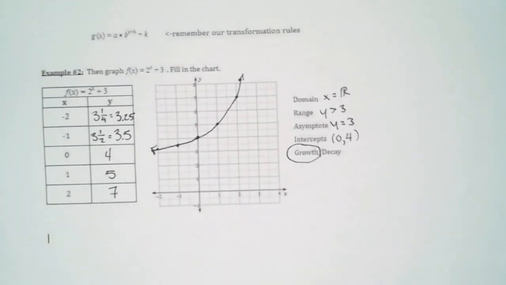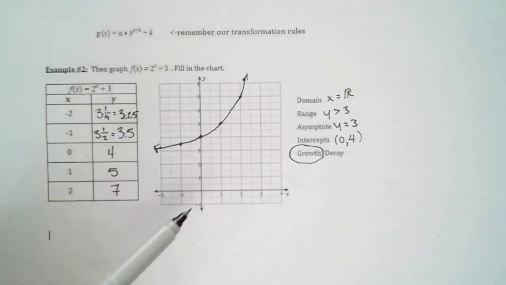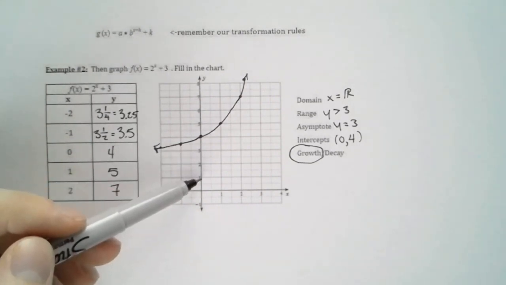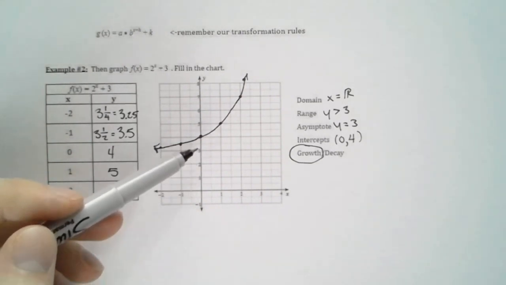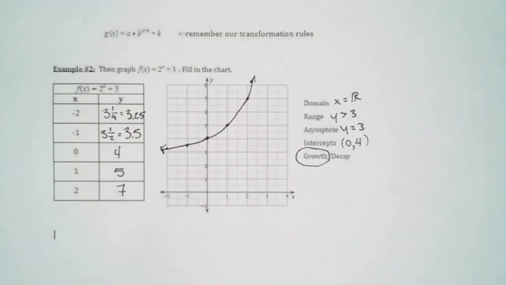Okay. So what we notice here is this plus 3 shifted our graph up 3 spots. All right, so usually we'd have this intercept here at 0, 1, but now it's shifted up 1, 2, 3 places. Okay. Let's go ahead and take a look at this next example.